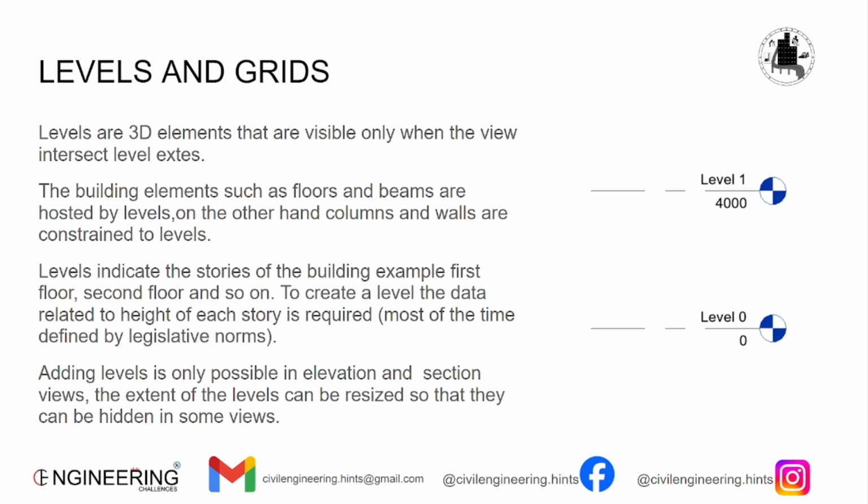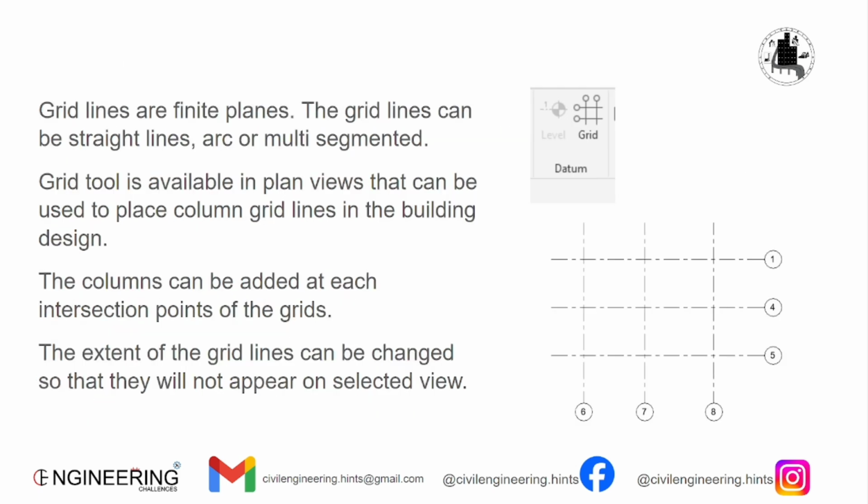Now let's talk about grids. Grid lines are finite planes. The grid lines can be straight lines or multi-segmented lines. The grid tool is available in plan view and can be used to place grid lines in the building design. The columns can be added at each intersection point of the grids. The extent of the grid lines can be changed so that they will not appear on a selected view.